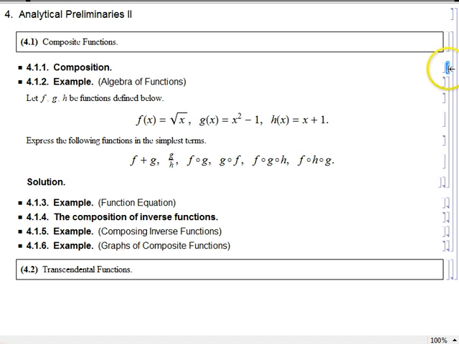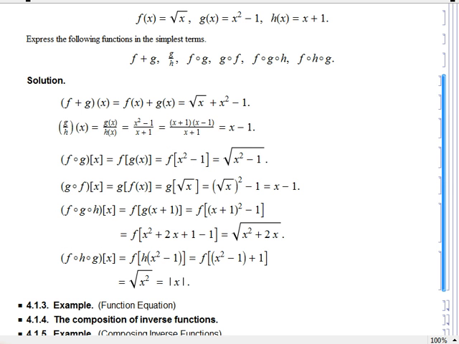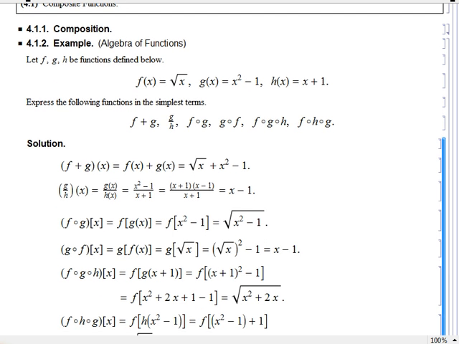F and G are given kind of like this, and let's find out what is, well, F circle G, G circle F, and so on. Let's do just a couple of them. Okay, let's go ahead with this example, F circle G, this one.